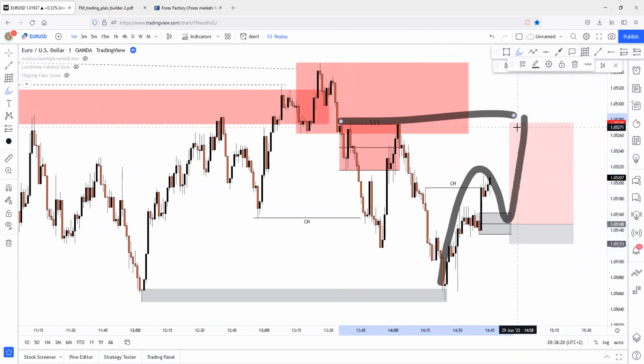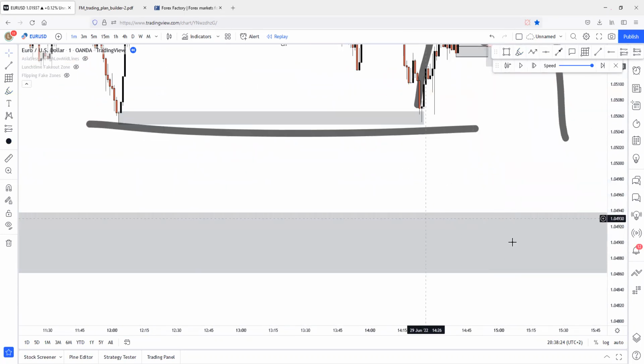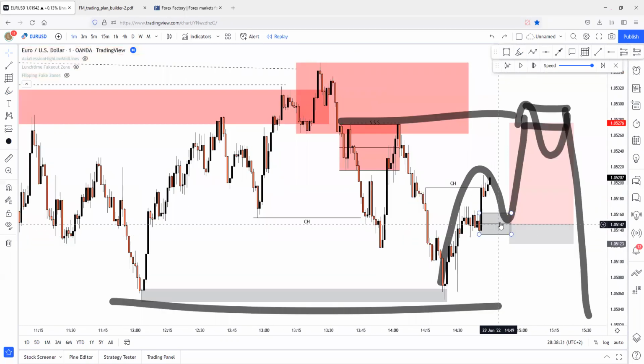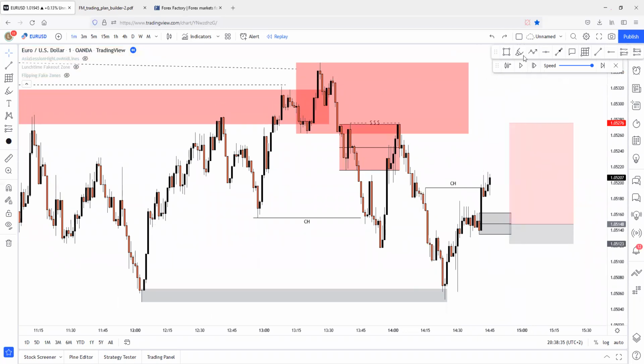And after this liquidity is getting swept, we'll be able to take shorts targeting this liquidity and the demand here, because the main order flow is bearish. The counter trend order flow is bullish, so taking any long trades is considered counter trend trades. And for counter trend trades, we need strong change of character.